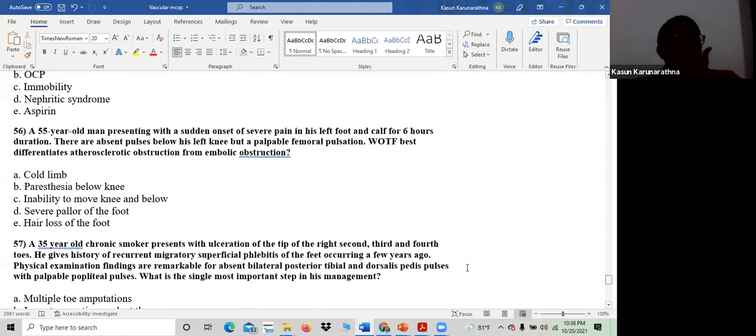Okay, question number 56. A 55-year-old man presents with sudden onset severe pain in his left foot and calf for 6 hours. There are absent pulses below his left knee, but a palpable femoral pulsation. Which of the following best differentiates atherosclerotic obstruction from embolic obstruction?